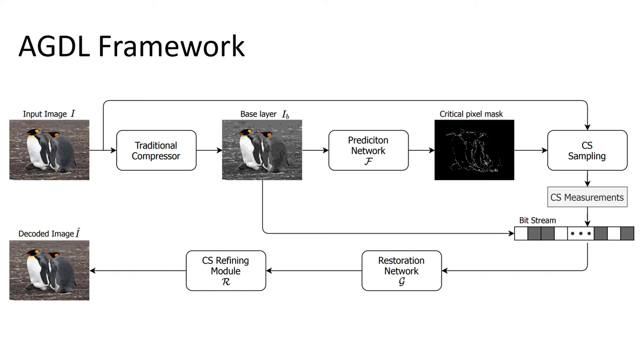AGDL consists of a two-stage encoder and a joint decoder. Given an image to be compressed, AGDL first encodes it to a base layer using a traditional image compressor, and then predicts the critical pixel mask from the base layer using a deep neural network. The resulting critical pixel mask is used to extract the set of critical pixels. After that, the AGDL system performs compressive sensing on the detected critical pixel set and transmits the CS measurements along with the base layer. The decoder takes the base layer and the CS measurements of the critical pixel set as input to produce a refined image with highlighted semantic structures by a restoration network and a CS refining module.